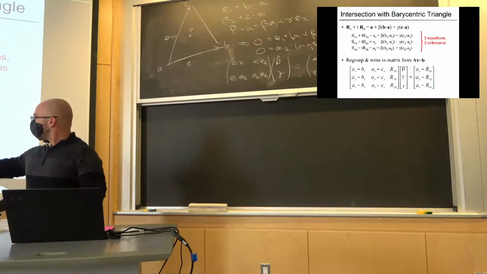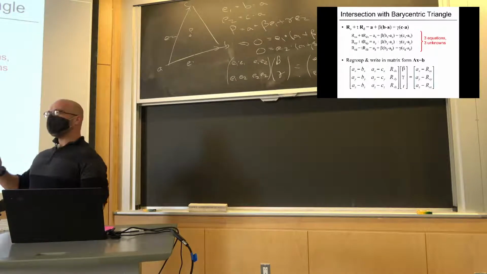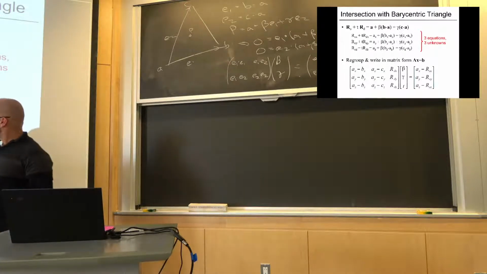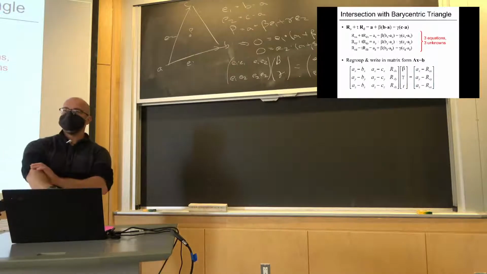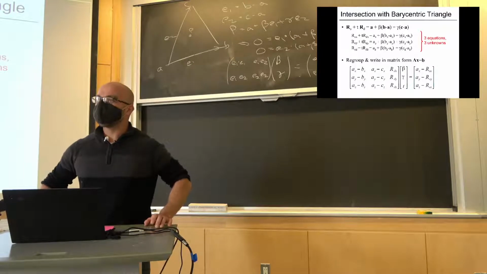And so what do I have? I have a 3 by 3 matrix on the left-hand side. I've got three unknowns. What am I going to do? Yeah, just invert the matrix, right? So in one shot, I'm going to get beta, gamma, and t. Does that make sense to everybody, how we're going to get all those three unknowns?